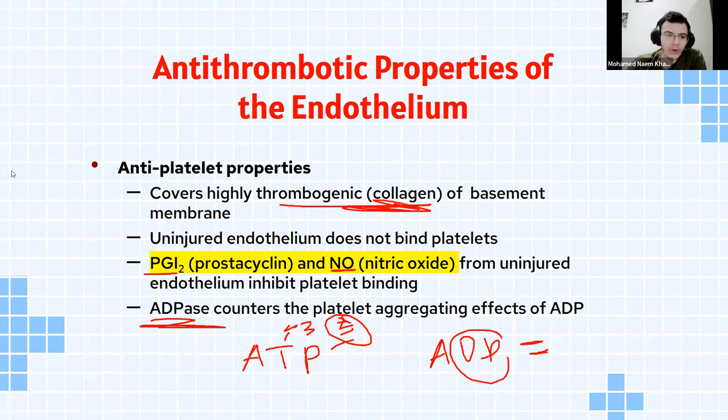Okay, what part do you want me to repeat about it? Do you know what ADP is, or do you want me to repeat the ADPase? Let me repeat all of it. Okay, let me repeat all of it.